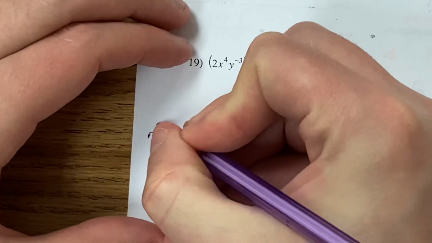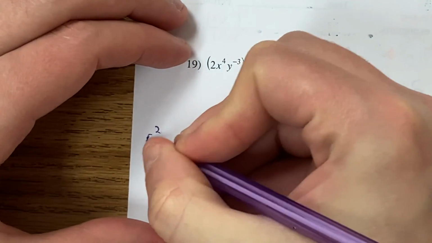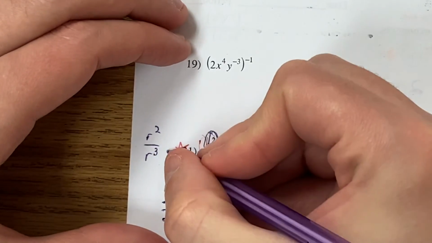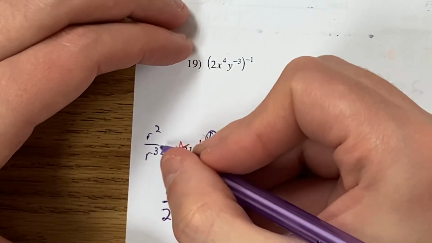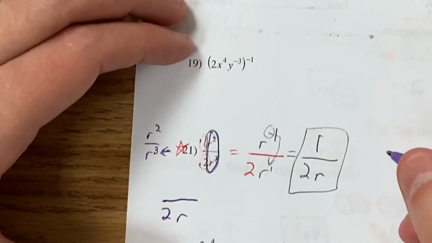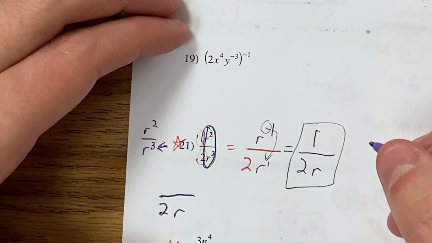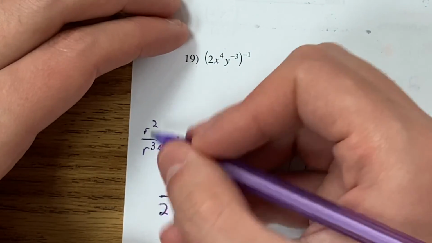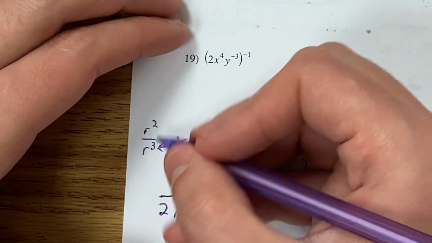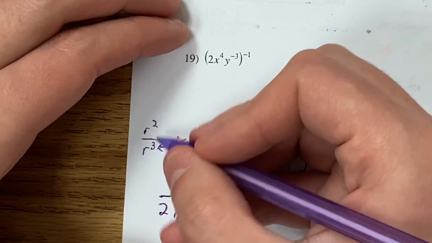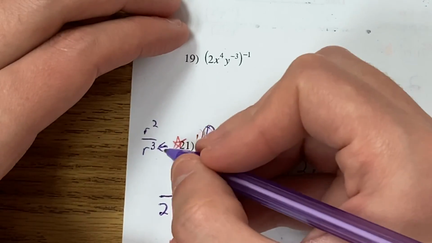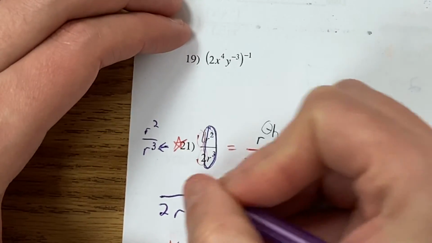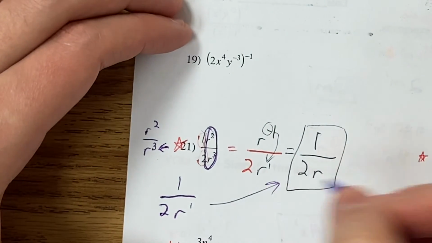So like we had r squared over r to the third. Because the 3 is bigger, your r is going to be on the bottom. And then the question is, well, what's the exponent? And then you just subtract them. It doesn't matter the order. 2 minus 3 or 3 minus 2, you get 1. The difference between 2 and 3 is 1. And that 1 will be on bottom because 3 is bigger. In which case you just get the same thing again.